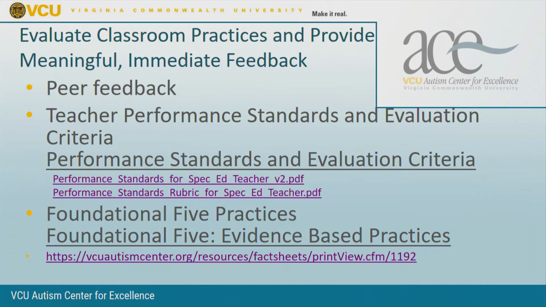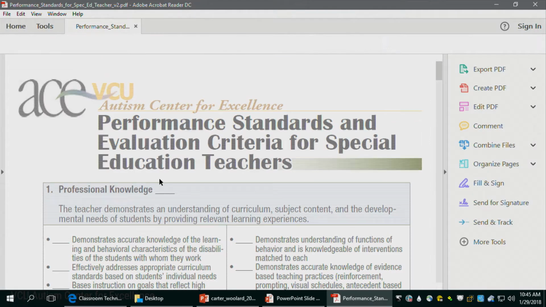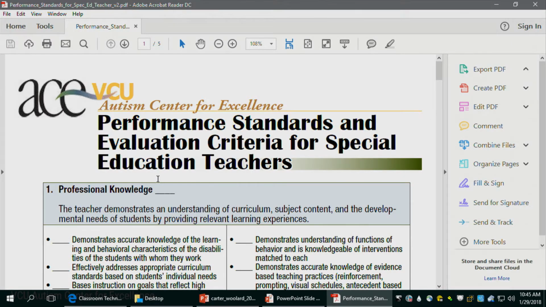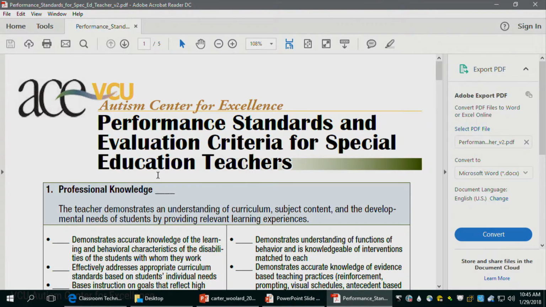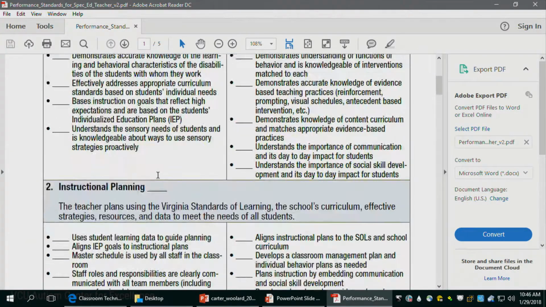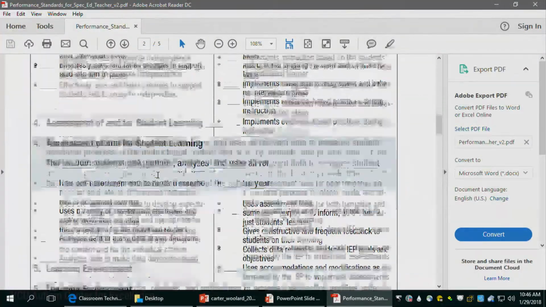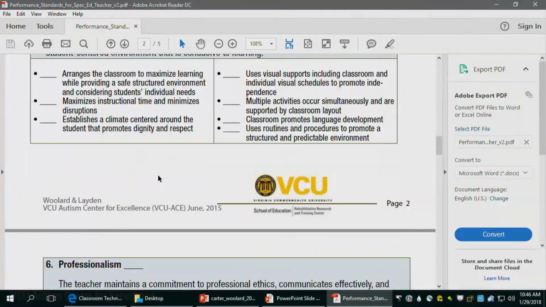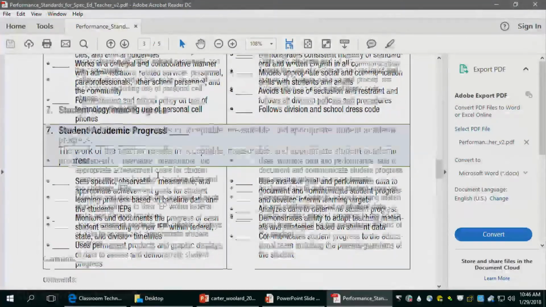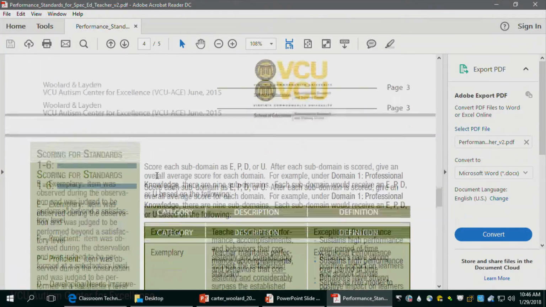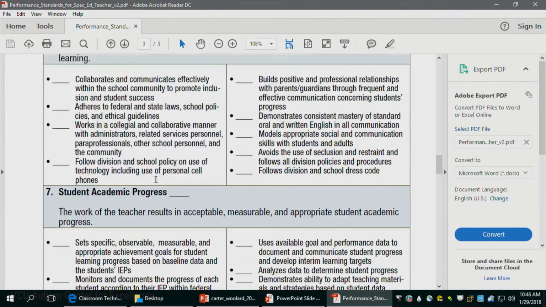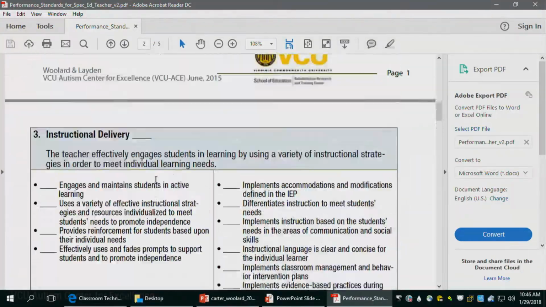The second thing that I'd like to talk about is an online tool that we have created at the Autism Center for Excellence. This tool is called Teacher Performance Standards and Evaluation Criteria for Special Education Teachers. It is a tool that administrators can use that is on our website that breaks down the 7 standards and has indicators that are specific to what you would want to see in a special education classroom. It is 100% modeled after the VDOE Teacher Performance Standards Criteria.